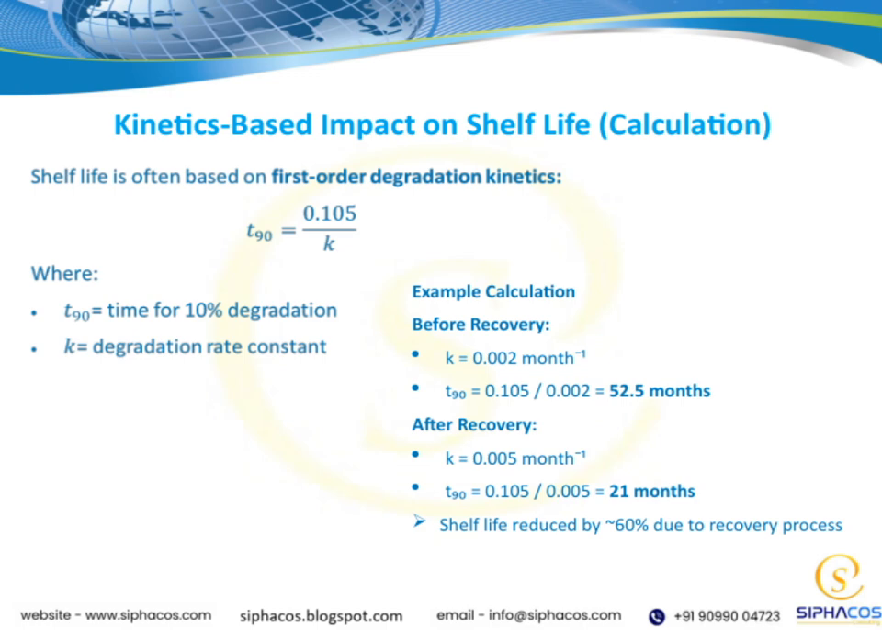Before recovery, the rate constant, K, is 0.002 per month. Using that, we calculate the time for 90% degradation, T90, by dividing 0.105 by K, which gives us approximately 52.5 months. After recovery, the rate constant increases to 0.005 per month. Repeating the calculation, 0.105 divided by 0.005 results in about 21 months. So what does this tell us? The shelf life has decreased from around 52.5 months to just 21 months after recovery, which is roughly a 60% reduction.